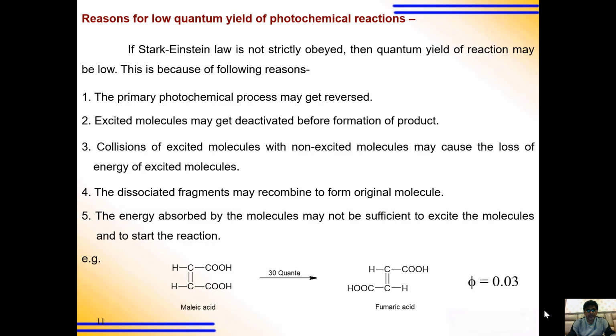For example, take malic acid in the presence of 30 quanta of photons, forming fumaric acid by just changing the orientation of the hydrogen and the carboxylic acid group. Here the quantum yield for this reaction is phi equals 0.03. It means 0.03 is less than unity. Hence these are the five reasons how the quantum yield of a photochemical reaction is low.